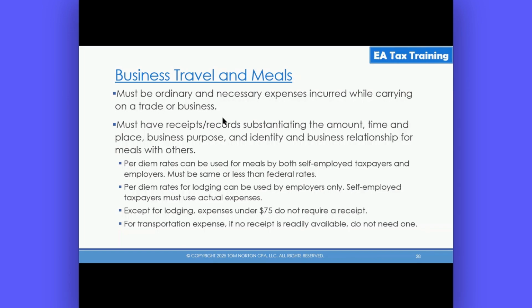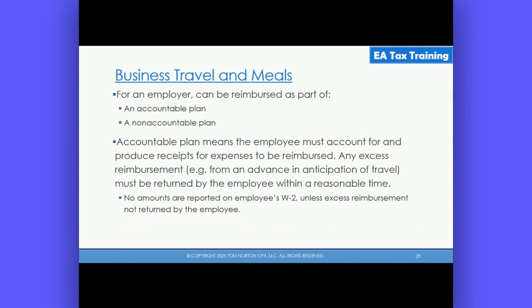For transportation expense, if no receipt is readily available, you do not need one. So if you took a taxi cab or something, paid cash, didn't get a receipt, or you took a subway, didn't get a receipt, then you can go ahead and deduct that. For an employer, these deductible expenses can be reimbursed as part of either an accountable plan or a non-accountable plan. They are deductible to the employer either way, but they are handled differently by the employee.